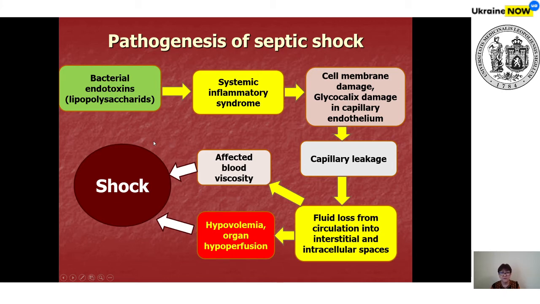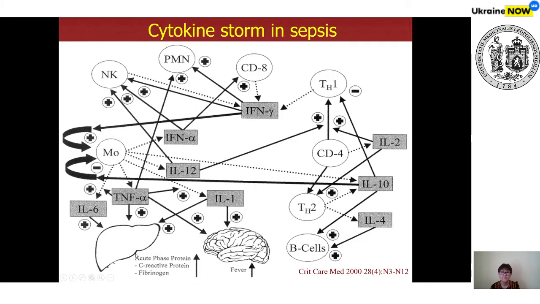Pathogenesis of septic shock. Bacterial endotoxins, mainly lipopolysaccharides, provoke systemic inflammatory syndrome, damaging cell membranes and the glycocalyx in capillary endothelium, leading to capillary leakage syndrome. This results in fluid loss from circulation into interstitial and intracellular spaces. So it affects blood viscosity, leading to hypovolemia, impaired organ perfusion, and a shock state. There is a cytokine storm in sepsis.